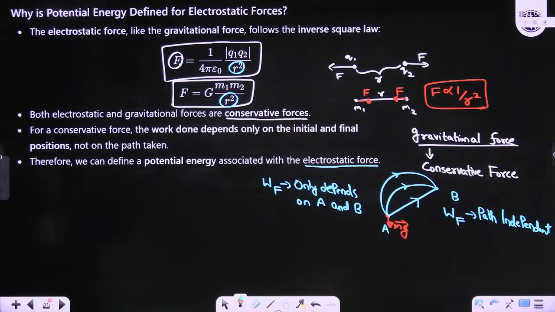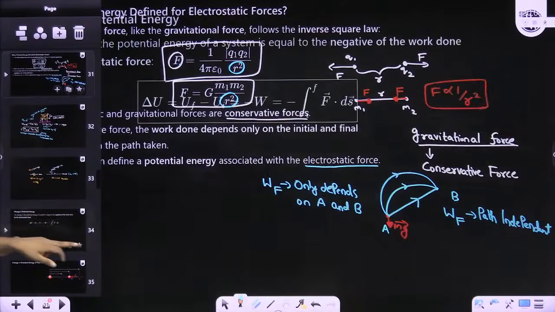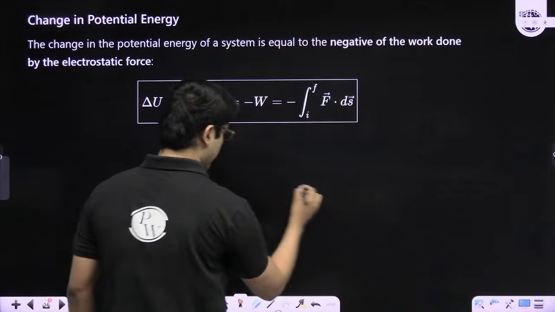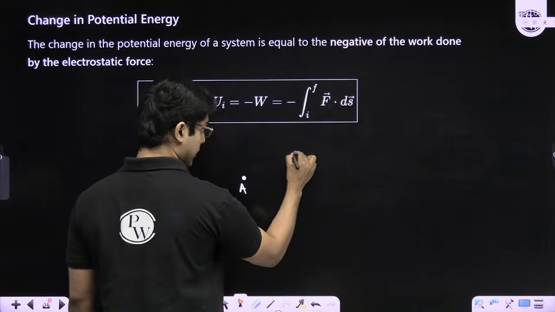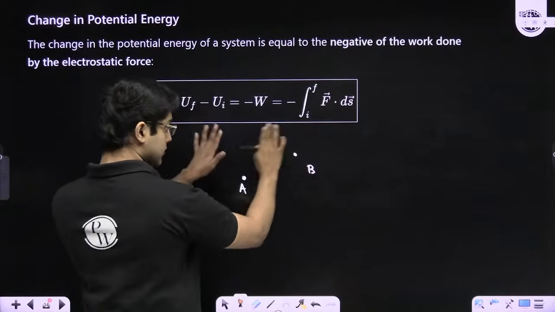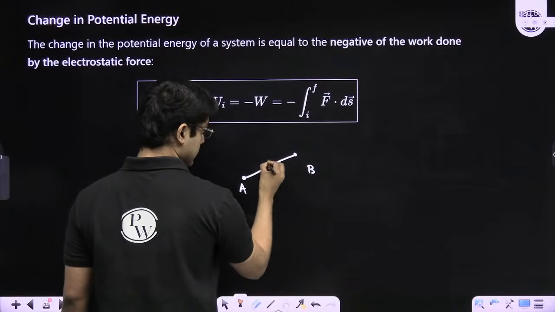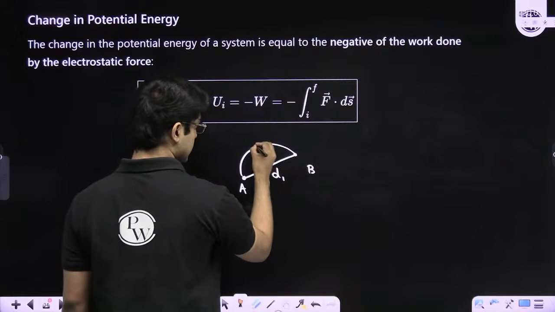Kirtan, frictional force. That is because for friction, the work done will be path dependent. Okay, that's a good question. So we go back to the basics from point A to point B. Let's say this is on a horizontal table surface. So this distance is d1 and this distance is d2.